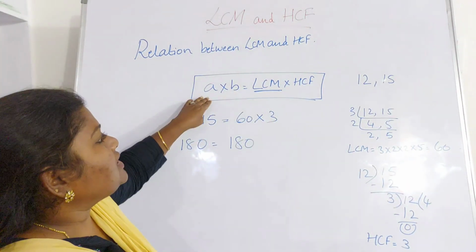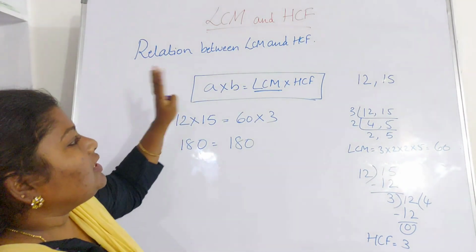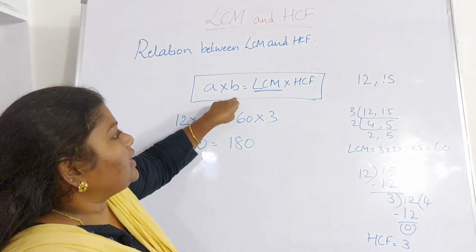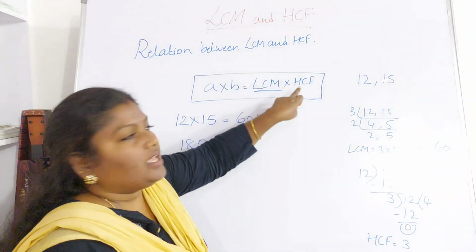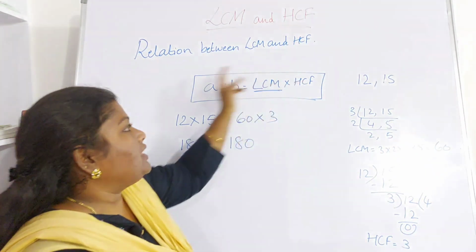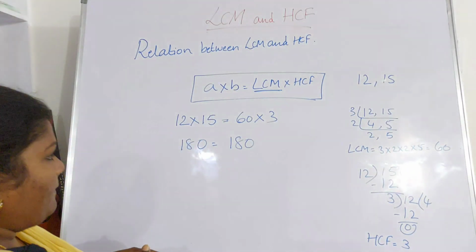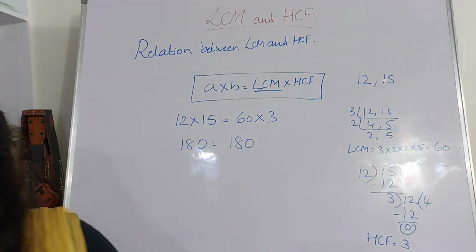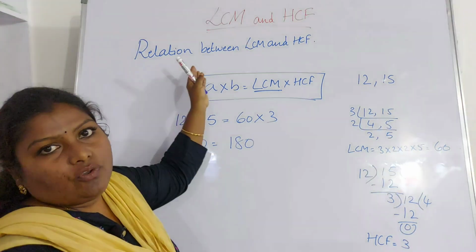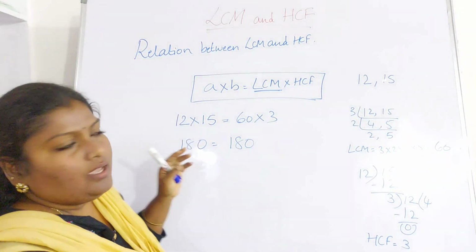So this is the relation where if they give you two numbers and the LCM, and ask you to find the HCF, you can easily find it by substituting the values in this formula. Let me give a few examples related to this formula.